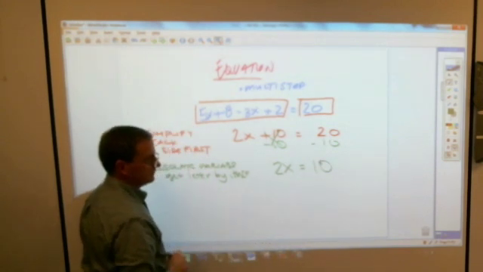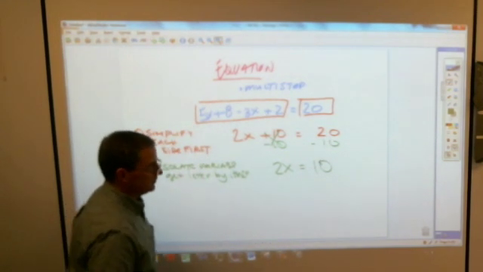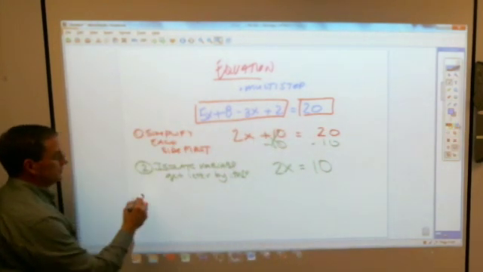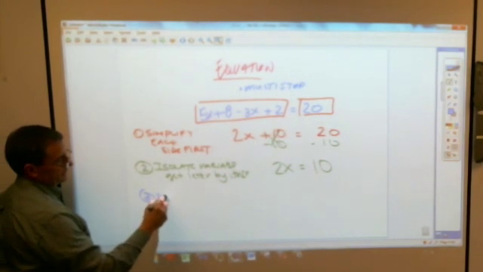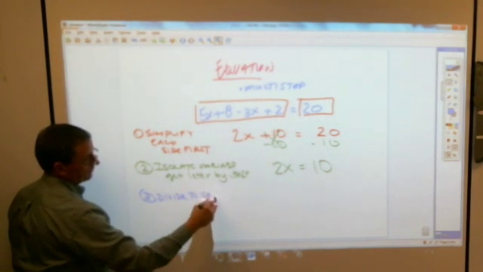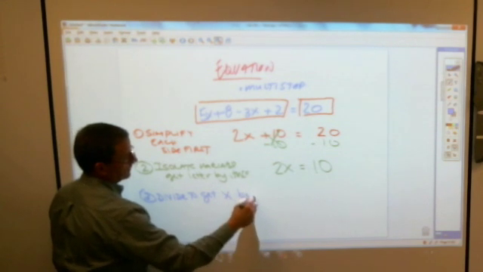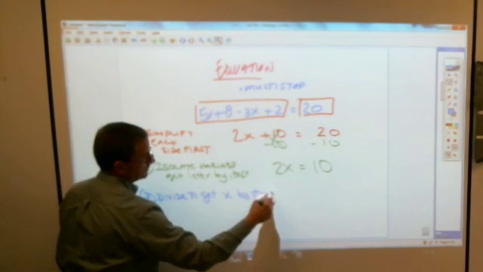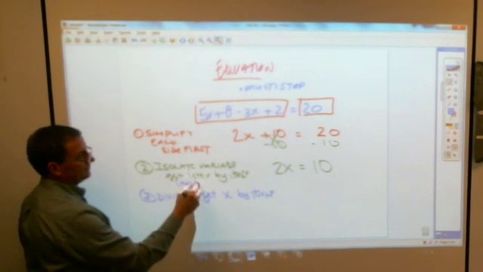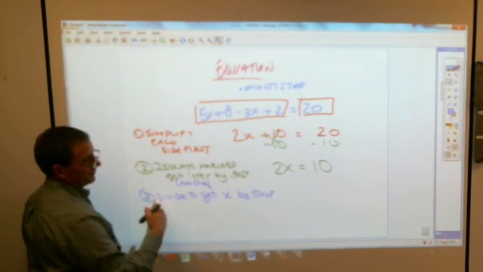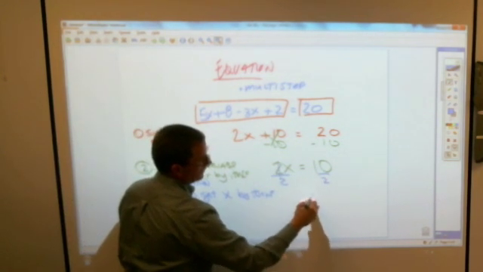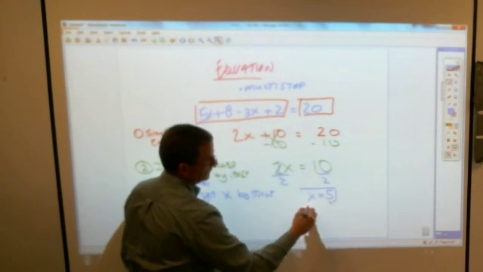2x equals 10. And then, generally speaking, children, the last step you're always going to do in the equation is divide to get x by itself. Step number 2 is always adding and subtracting stuff. Step 3 is multiplying and dividing. So you divide by 2, you divide by 2, and x is going to equal 5.